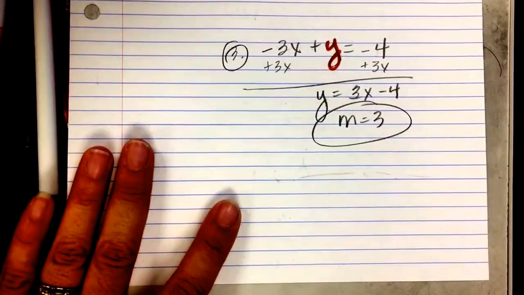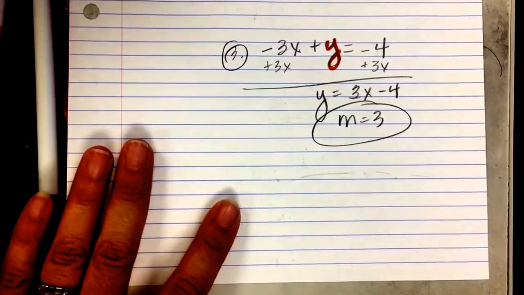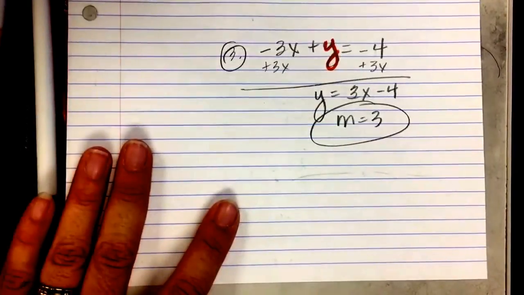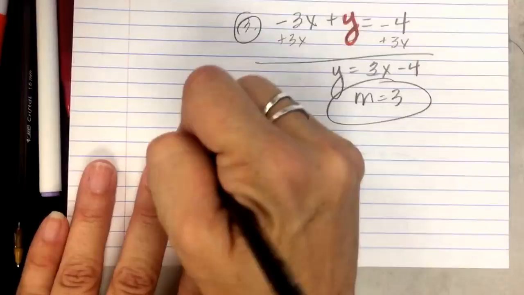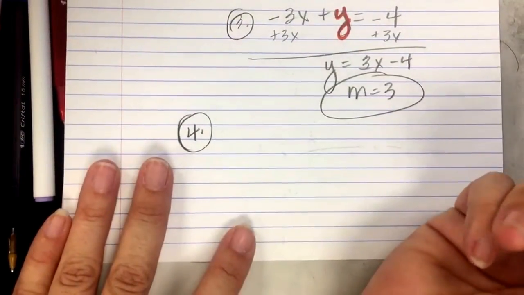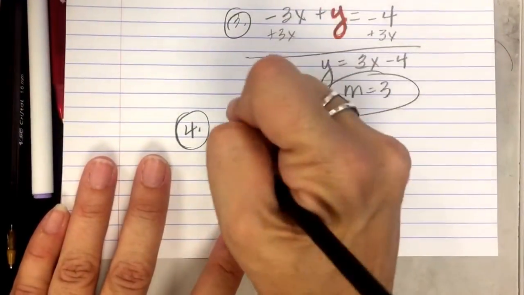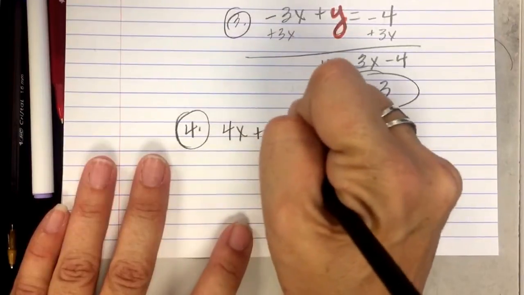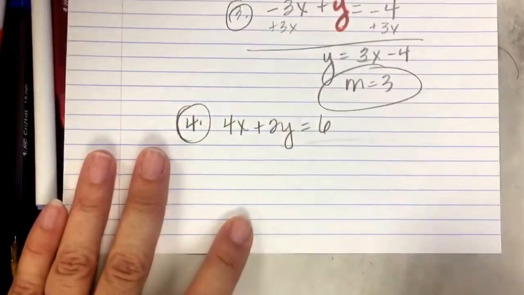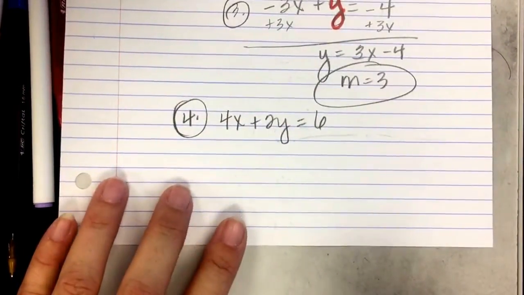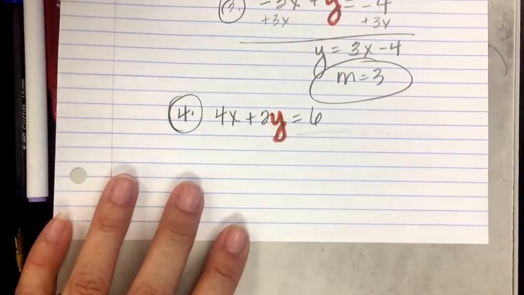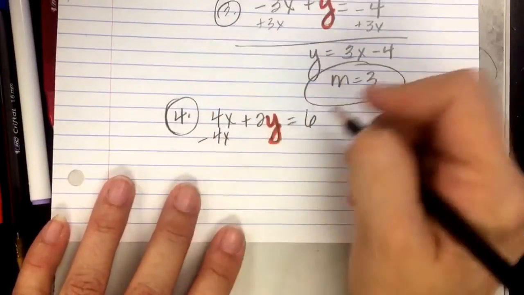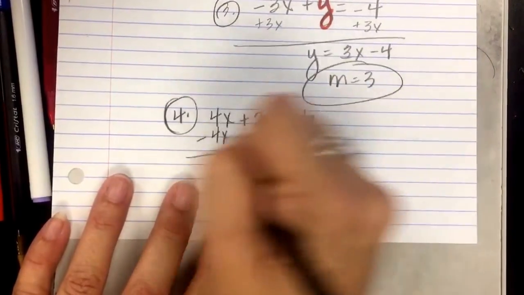Let's try one more, please and thank you. How about number 4? Let's solve this one for y. 4x plus 2y equals 6. Got to get y alone. What am I going to do? Get this guy over on the other side. We got to have it in that y equals mx plus b.